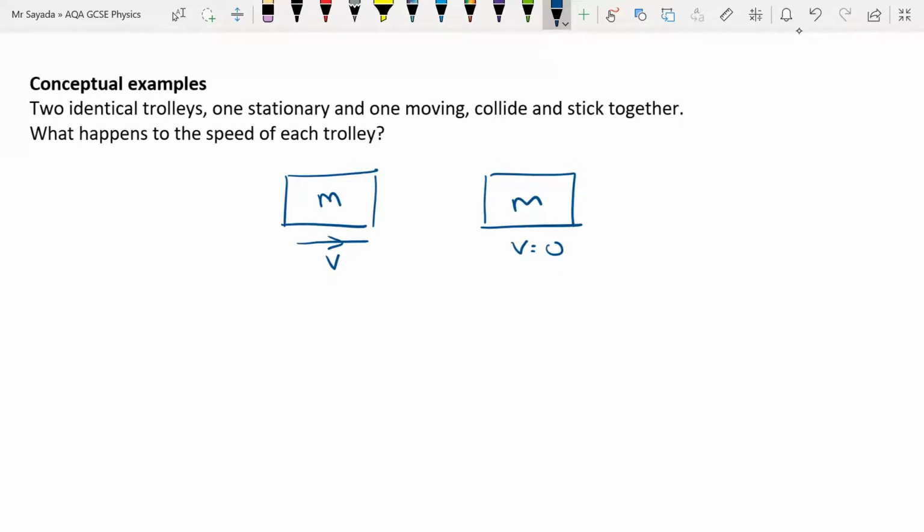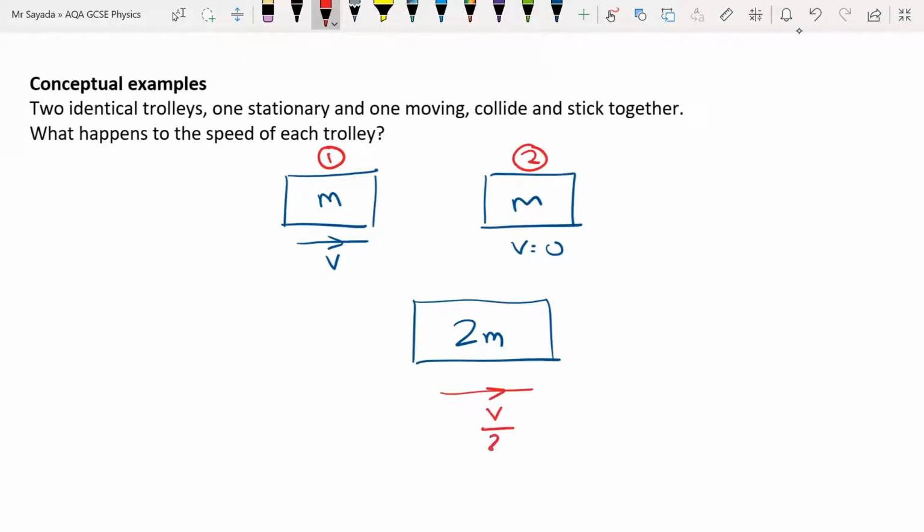Well, what's going to happen is that the two are going to stick together. We've now got a total mass of what? Say your answer to the video. The total mass is now 2m. Since we still need the same amount of momentum, this one, let's call it trolley 1, is going to have to slow down, and this one, trolley 2, is going to have to speed up. And what actually happens is we get an overall speed of exactly half the original speed of trolley 1.